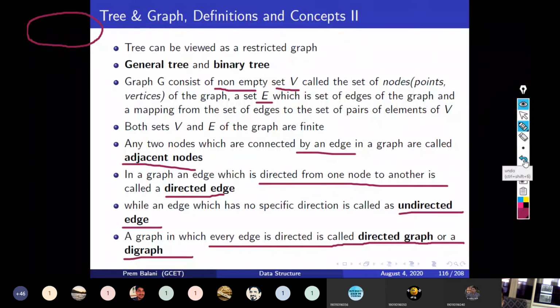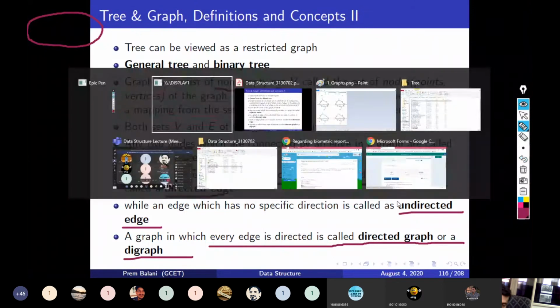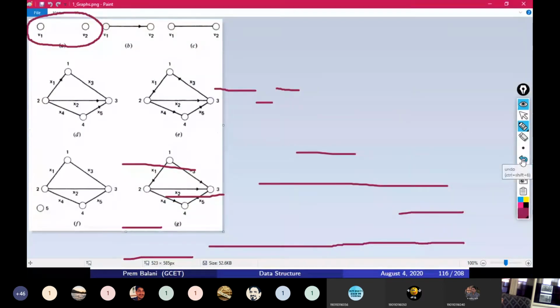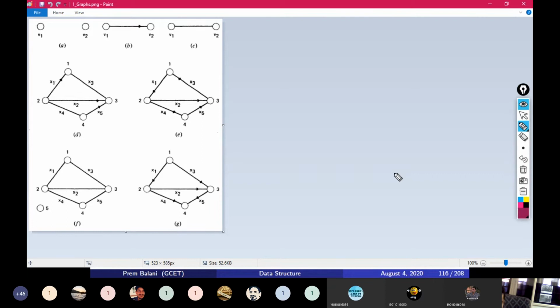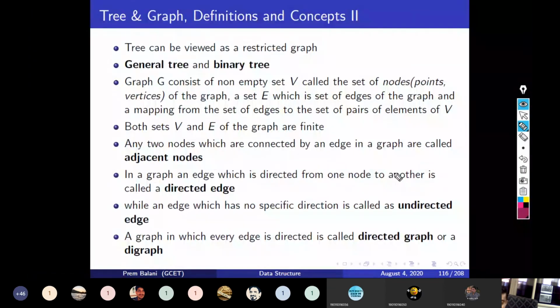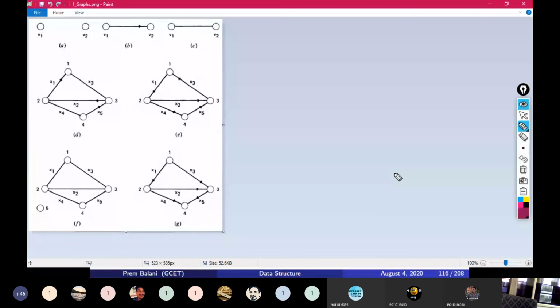And in the quiz there was a question. I kept this image and I asked, how many graphs are digraphs? So now can you answer? Let me show you the definition of directed graph. A graph in which every edge is directed is called a directed graph or a digraph. So let me have answers from you. How many graphs are directed graphs here?